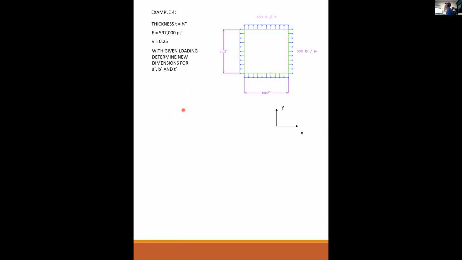And so with the given loading and the given material properties, the question is, under this degree of loading, what are the new dimensions? I'm looking for all three dimensions. I want the new A dimension, the new B dimension, and the new thickness of the material dimension. All three of those can be determined from this loading. Any questions about the problem?